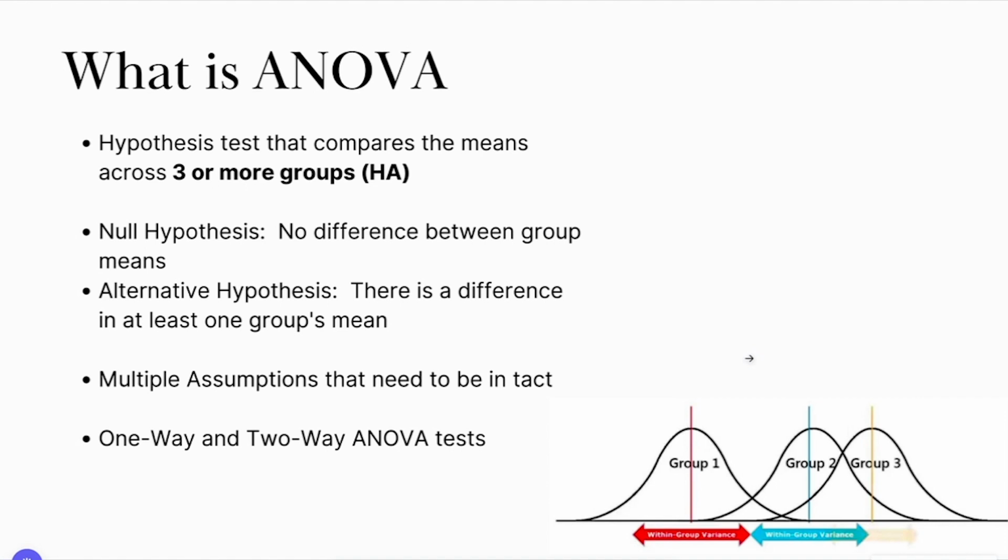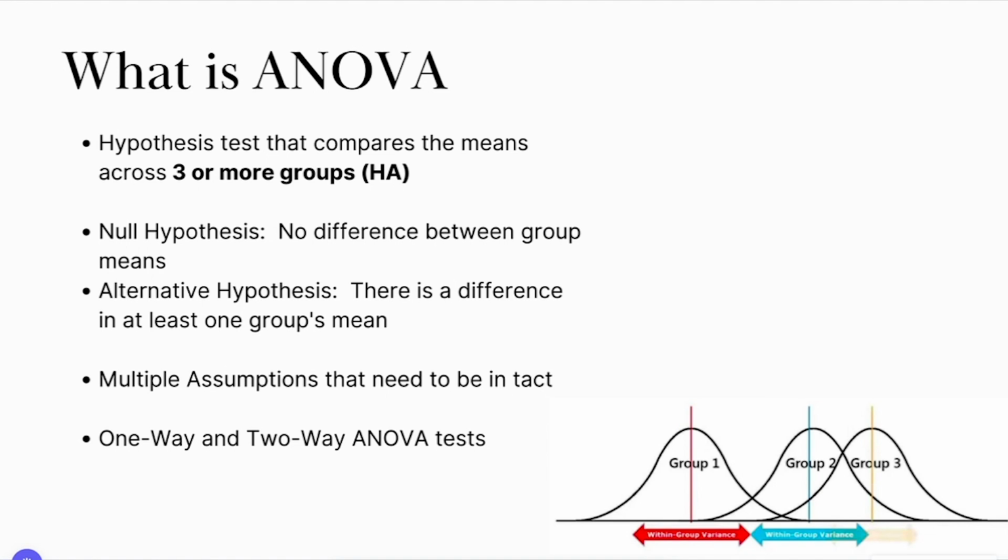So, what is ANOVA? Well, ANOVA stands for Analysis of Variance. And as you can see in this picture in the lower right hand corner, we're looking at the within group variance and also the between group variance. So, it's a hypothesis test that's going to compare the means across three or more groups. The overall null hypothesis of any ANOVA is that there is no difference between the group means. Alternatively, there is a difference between at least one of the group means.